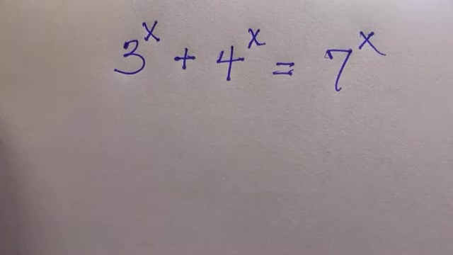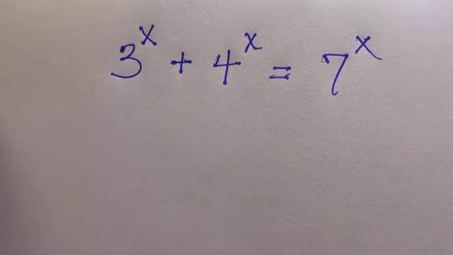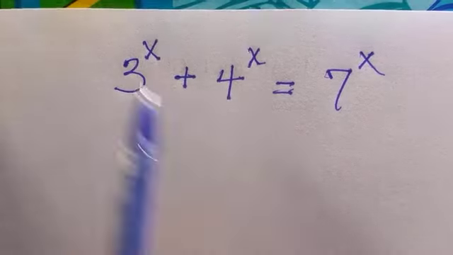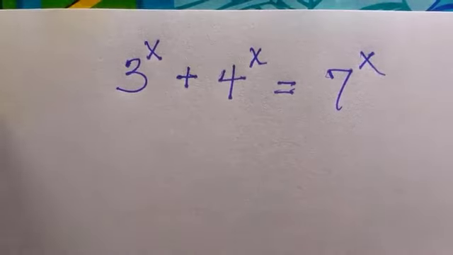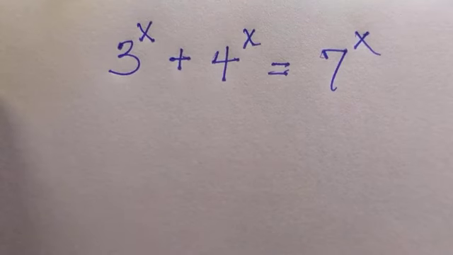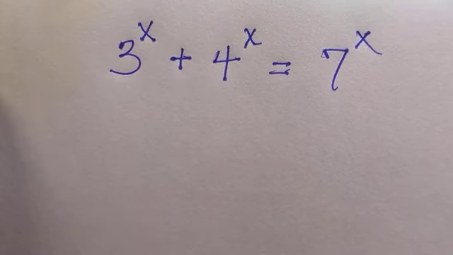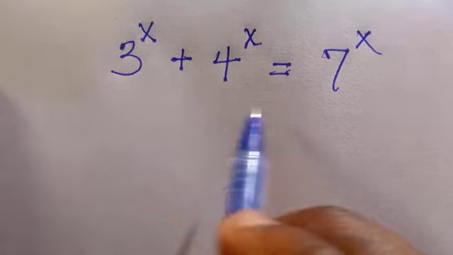Welcome to another video. We want to solve this problem: given that 3 to the power x plus 4 to the power x equals 7 to the power x. To solve for the value of x, you can just guess that x equals 1, but how can we do this? It's very simple.